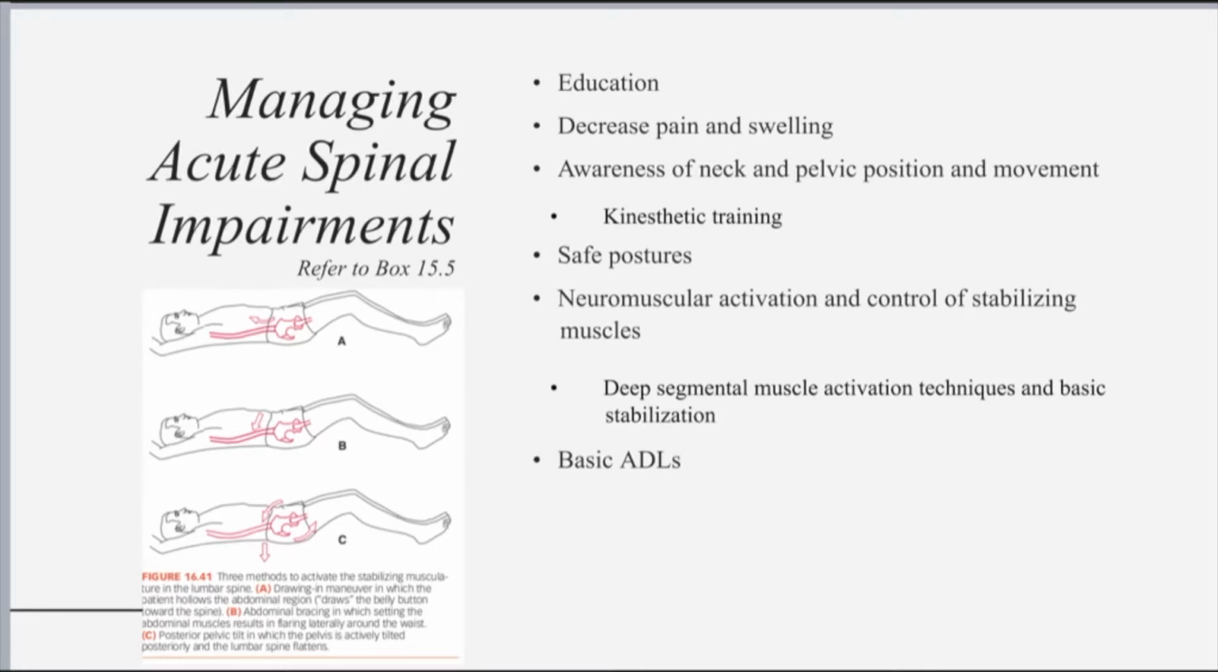Kinesthetic awareness involves identifying and assuming positions that reduce symptoms, as well as pelvic tilts, head nods, and chin tucks. Deep segmental muscle activation involves a drawing in maneuver to activate the transversus abdominis and multifidus muscles, and head nods and flattening the cervical lordosis to activate the longus colli and multifidus in the cervical region. Basic stabilization follows activation exercises to begin training global stabilizers.